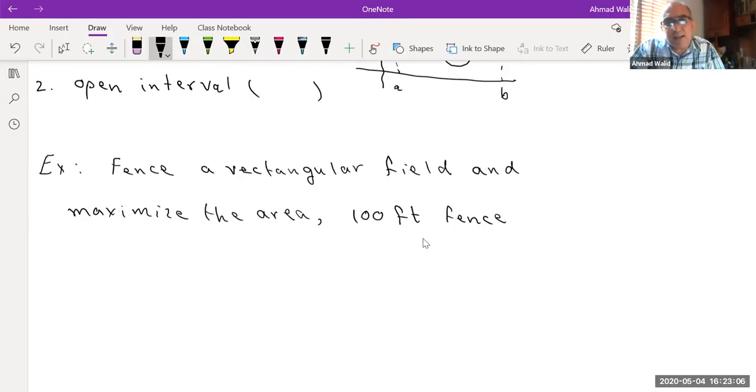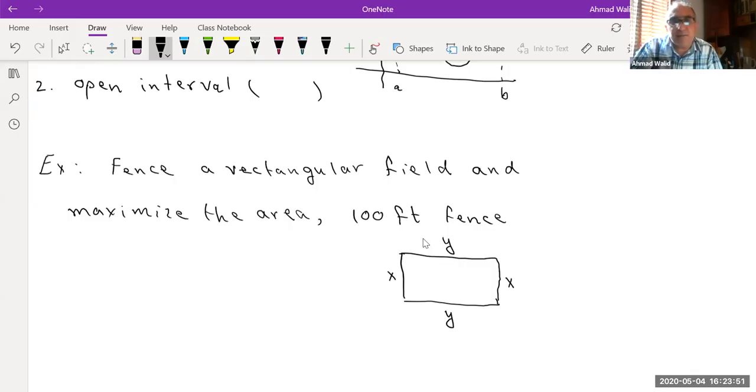Usually when you are dealing with maximizing or minimizing problems, you have to create a formula. To create a formula, you need to draw a diagram, correct? My field is a rectangular shape, so I will draw a rectangle like this. I can name this side Y, and this side X. In a rectangle, if this is X, this side is definitely also X. If this is Y, here you have also Y.